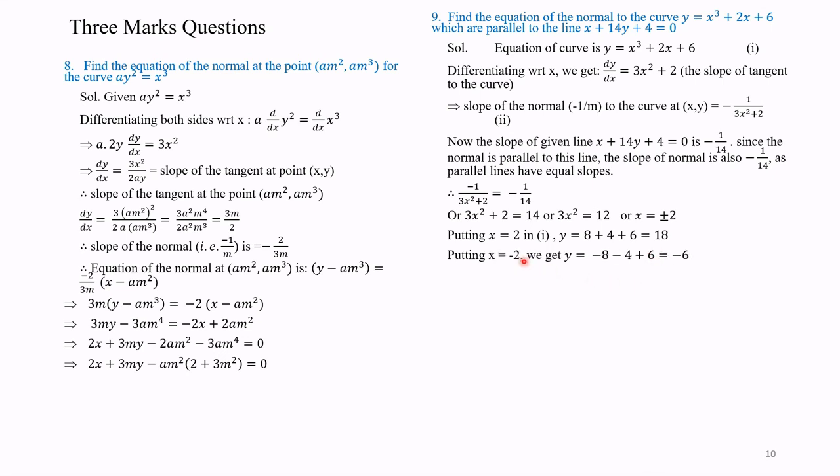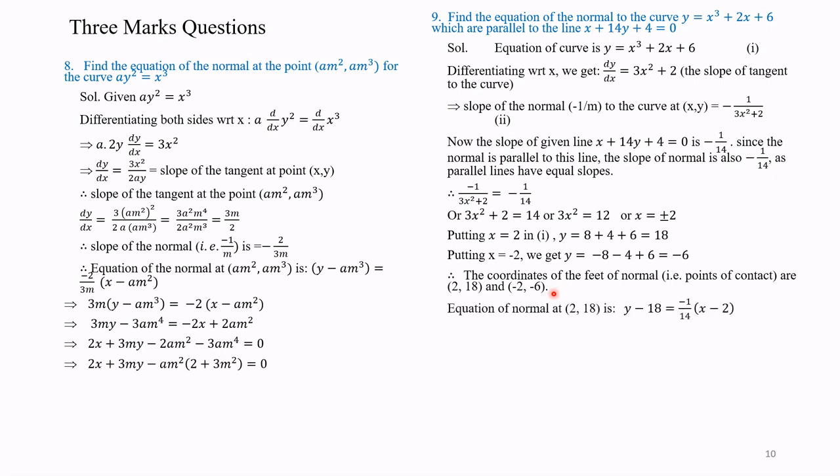Putting x is equal to minus 2, we get, see here x has two values, plus or minus 2. So we have calculated for 2 and we have to calculate for minus 2. Therefore, the coordinates of the feet of normal, that is the points of contact, are 2 and 18, and minus 2 and minus 6. That is the answer. Therefore, the equation of normal at 2 and 18 is y minus 18 equals minus 1 by 14 into x minus 2.